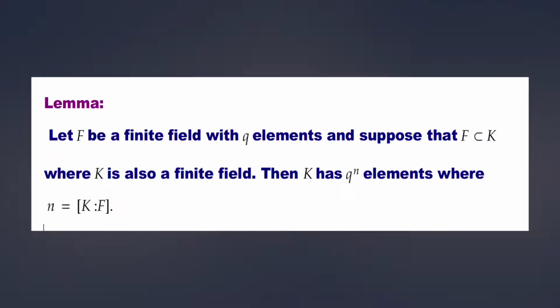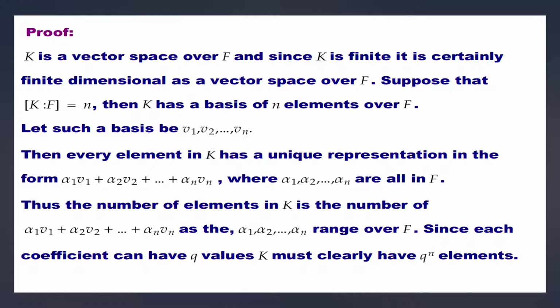and F. Let us see a lemma here. Lemma. Let F be a finite field with q elements, and let us suppose that F is a subset of K, where K is also a finite field. Then K has q^n elements, where n equals the dimension of K over F. Let's see the proof. K is a vector space over F, and since K is finite, it is certainly finite dimensional as a vector space over F. Suppose that the dimension of K over F is equal to n. Then K has a basis of n elements over F. Let such a basis be V1, V2 and so on up to Vn.